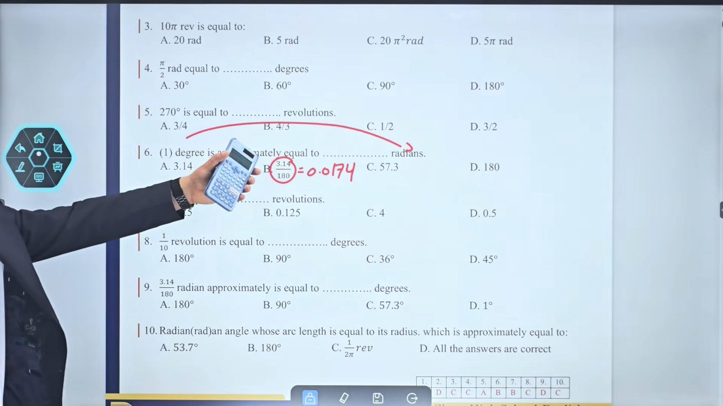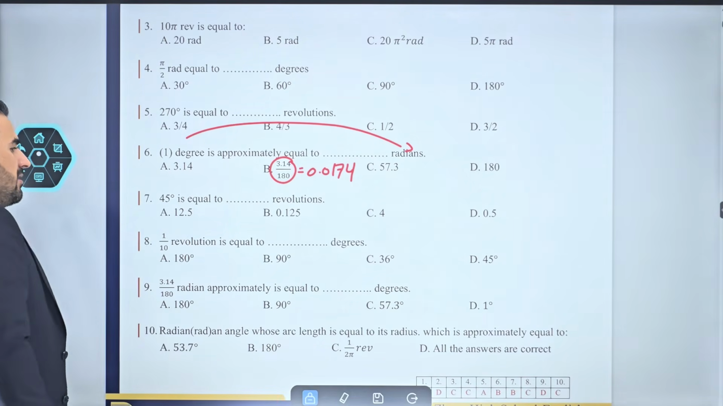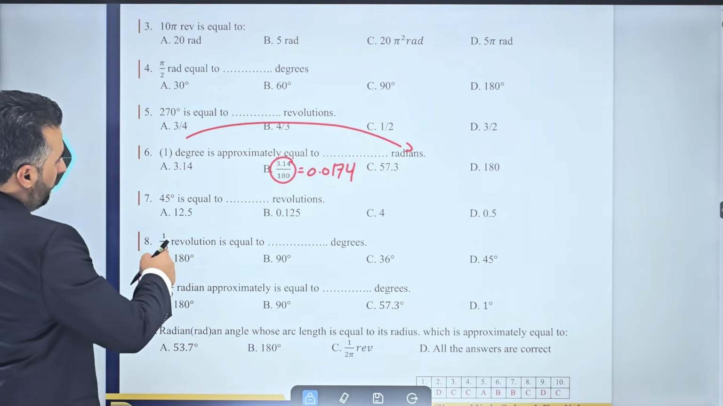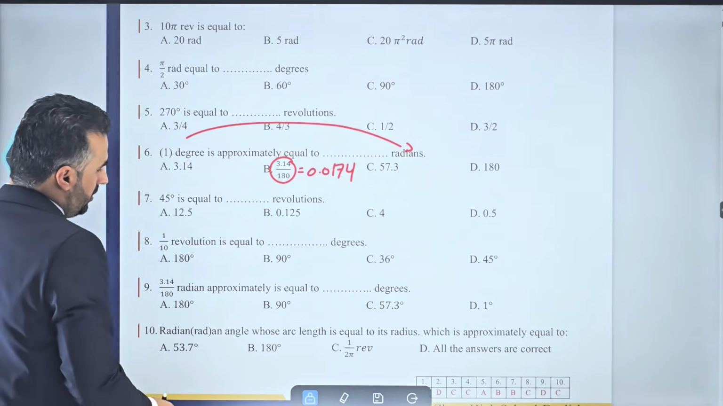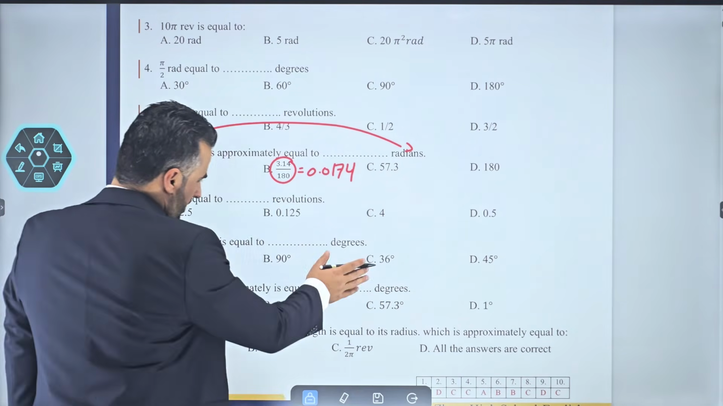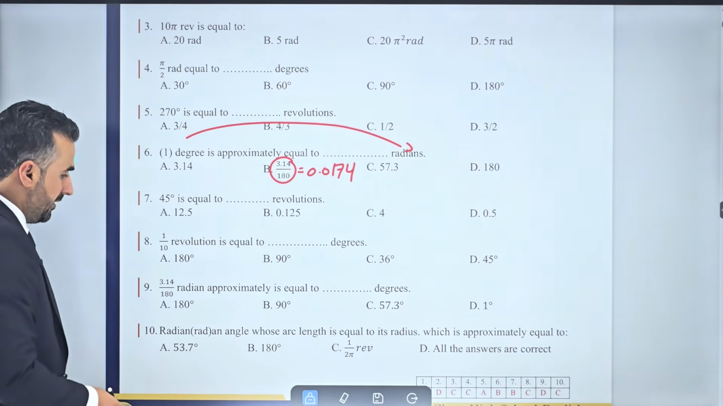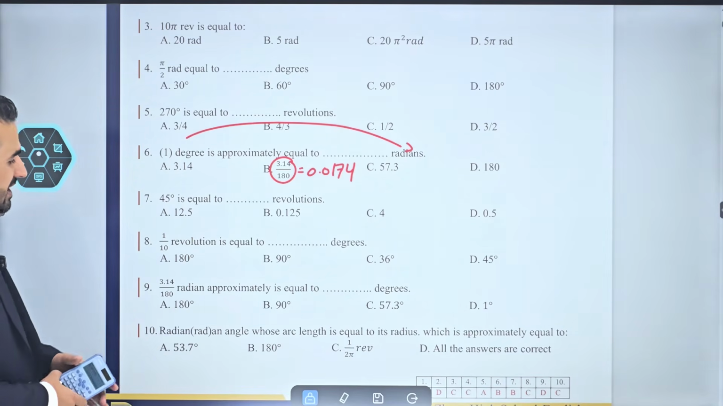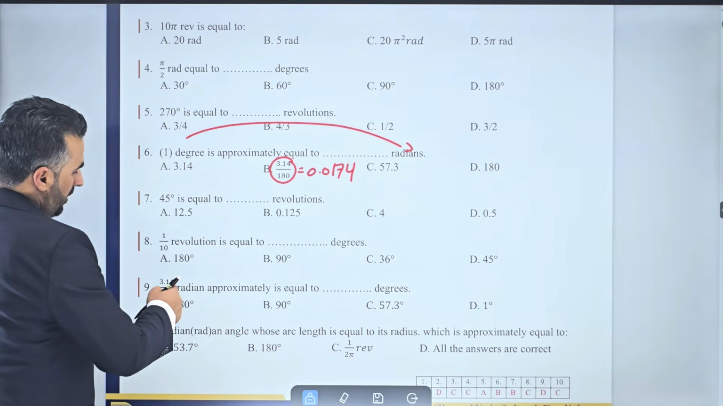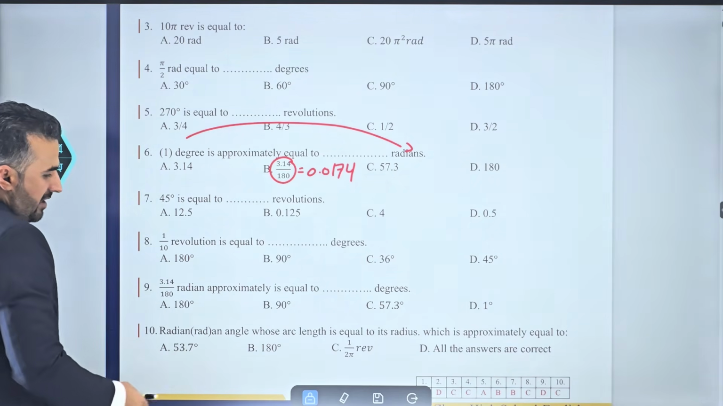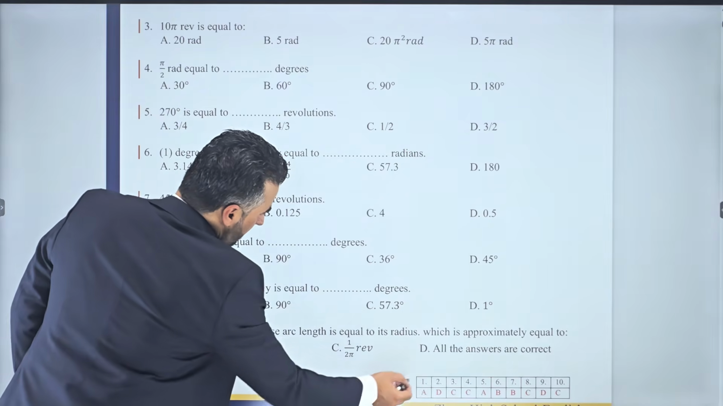Now, using both methods or whichever method you prefer. There's another question here, says 1 over 10 revolution equals how many degrees? That is easy, I believe. You can do this one. Okay, now this one is also easy enough. 3.14 over 180 radian, it is equal to this much degree. That is easy enough.